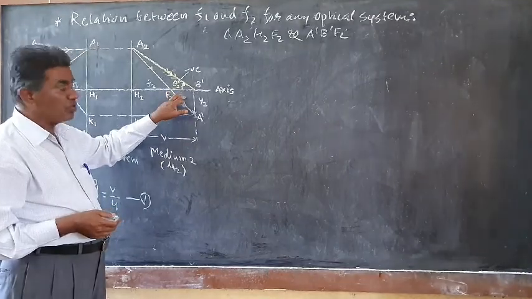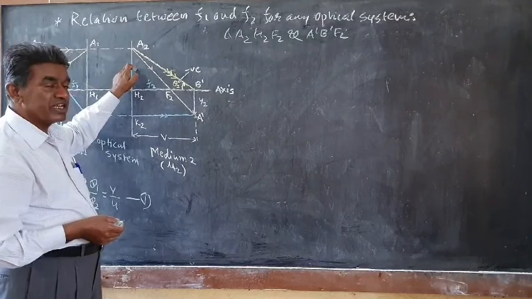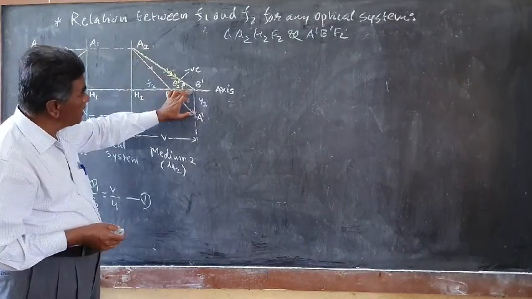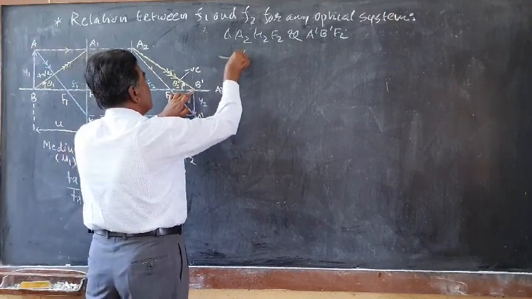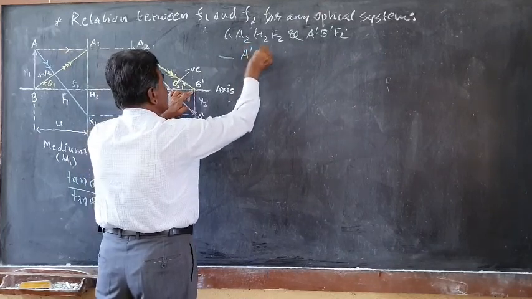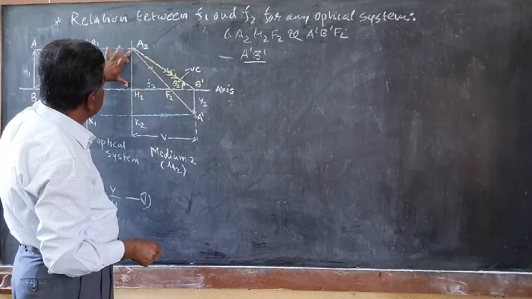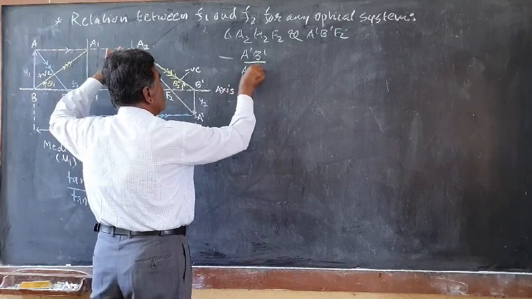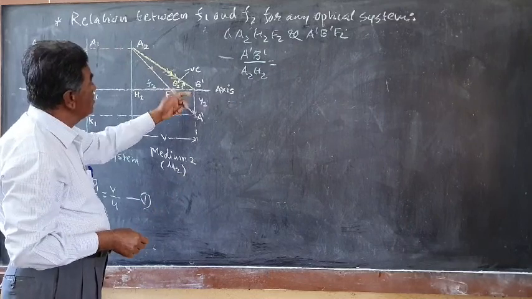So in this case we have to consider the ratio of the corresponding sides of the small triangle divided by the big triangle. So from this equation we are getting A dash B dash. A dash B dash divided by the corresponding side of the big triangle, that is A2 S2.